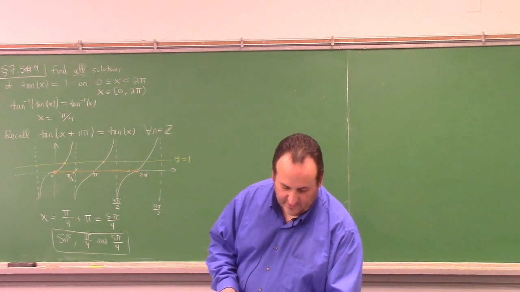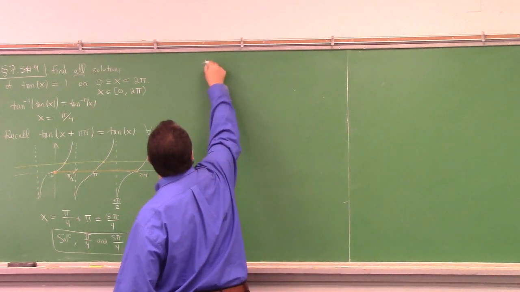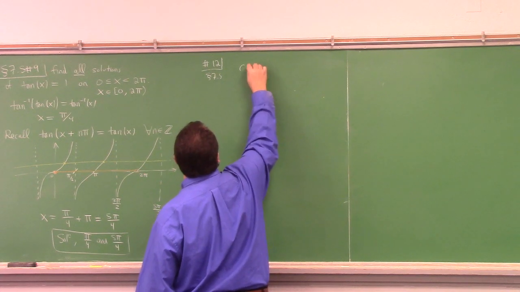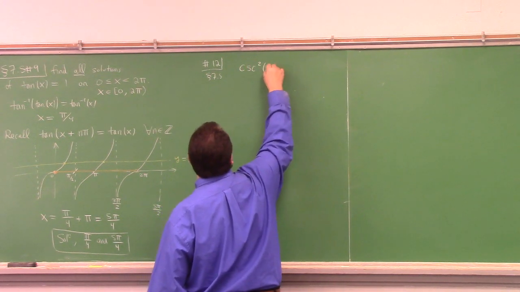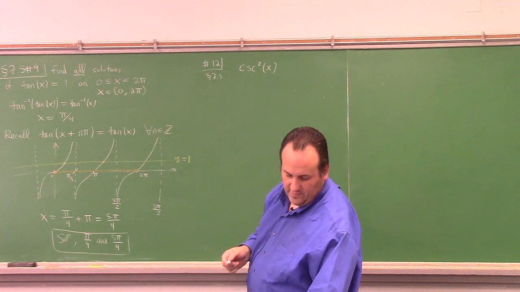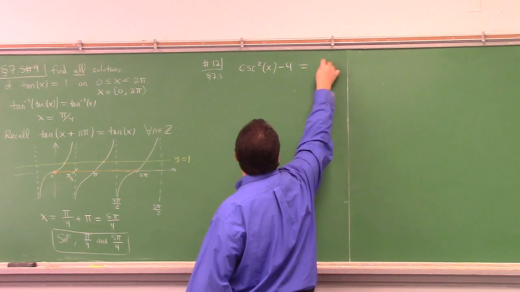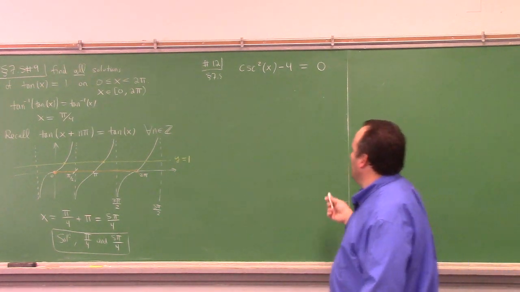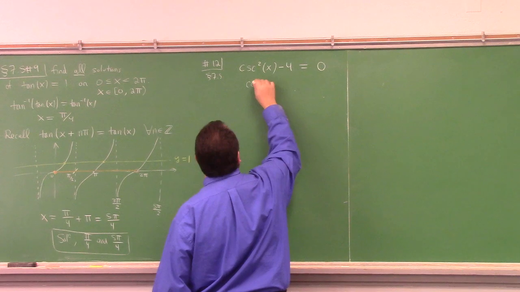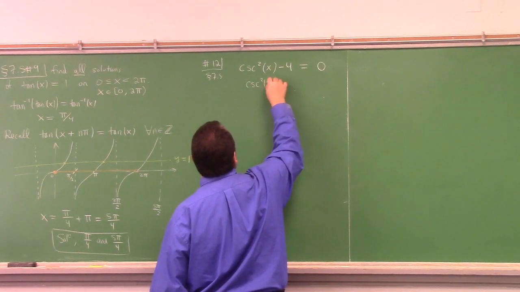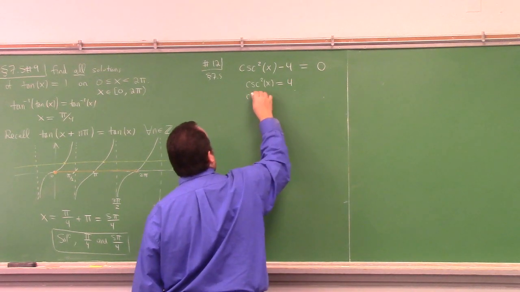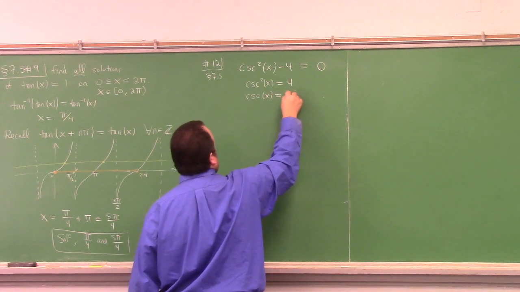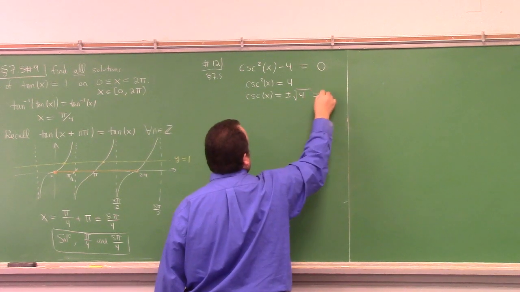Let's try number 12, cosecant squared, same section. Cosecant squared x minus 4 equals 0. So what I would do with this, there's various ways to go here. Cosecant squared of x is equal to 4, right? So that tells me that cosecant of x is equal to what? I keep writing CC. What's wrong with me? Cosecant of x is equal to plus or minus the square root of 4, also known as plus or minus 2.